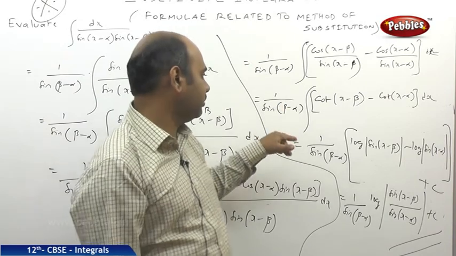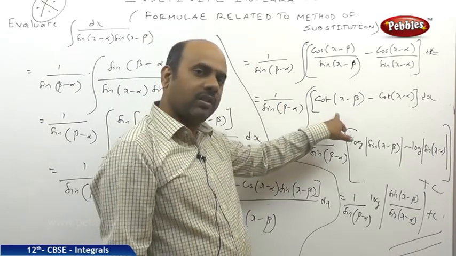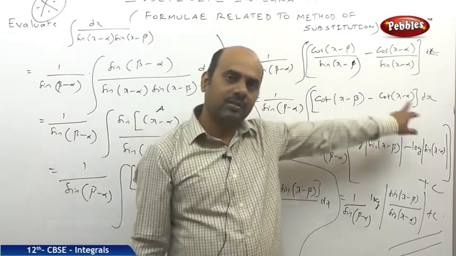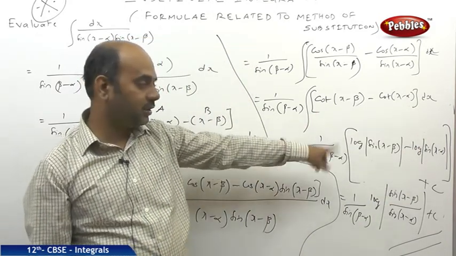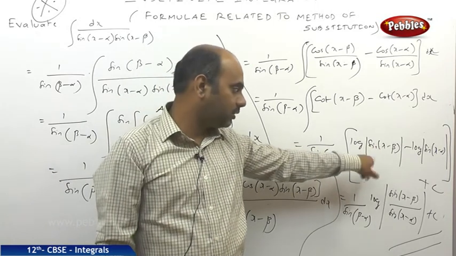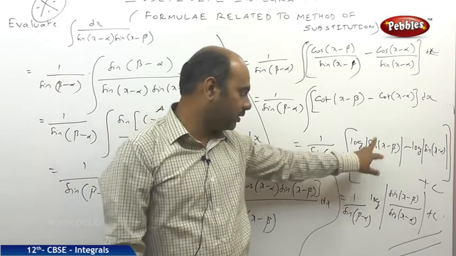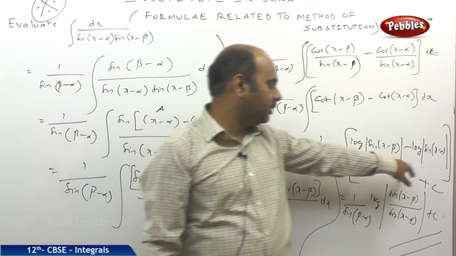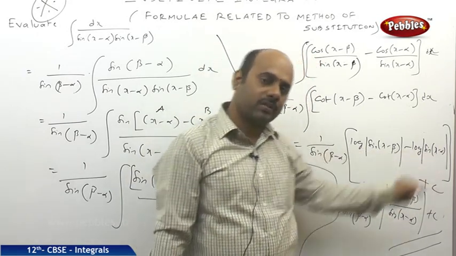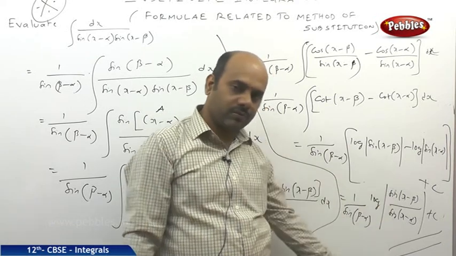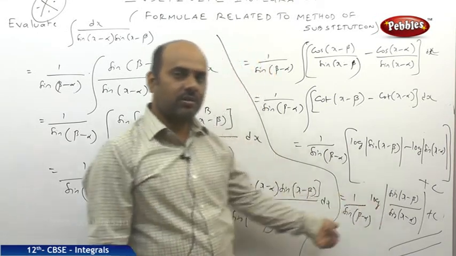So 1 by sin of (beta minus alpha) into the integral of cot of (x minus beta) minus cot of (x minus alpha). But the integral of cot of (x minus beta) is nothing but log mod sin of (x minus beta). So log mod sin of (x minus beta) minus log mod sin of (x minus alpha). So again here, log m minus log n, so log of m by n. So finally, we finished this concept.